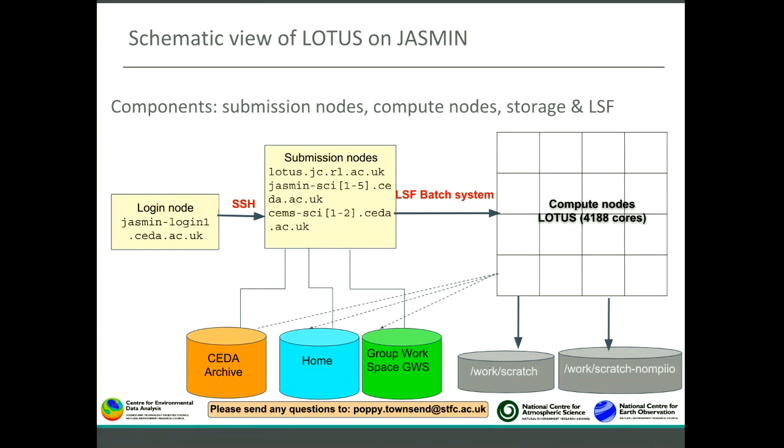Now the storage: we have the CEDA archive, the home area, and the group workspace. These are all visible and accessible from the submission node, as well as from the compute node. As you can see here, I put a dashed line, so the compute node can access the group workspace and the home area. There's an arrow showing a write operation here, while you can only read the CEDA archive. And in addition to these three volumes as storage, LOTUS has access to two work scratch areas: the work scratch for parallel write operations, and the work scratch non-parallel, which is the opposite. If your code doesn't write in a parallel mode, then you can use this one.